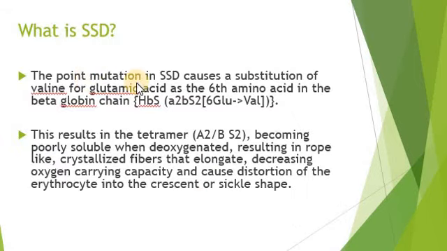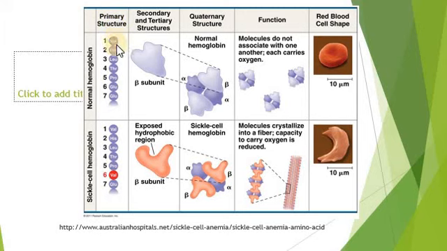A point mutation in this hemoglobin structure causes sickle cell disease, that is the substitution of valine for glutamic acid as the 6th amino acid in the beta globin chain. Valine substituted for glutamic acid in the beta globin chain leads to sickle cell disease. The resulting tetramer becomes poorly soluble when deoxygenated, resulting in a rope-like, crystallized fiber that elongates, decreasing the oxygen carrying capacity and causing distortion of the erythrocyte, which converts into a crescent or sickle shaped cell.